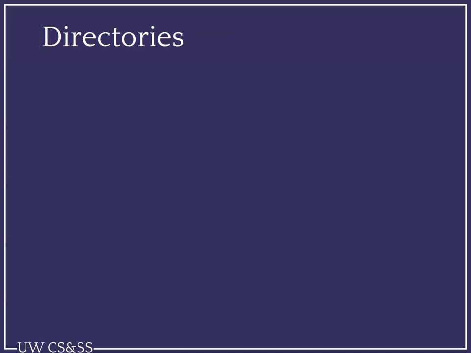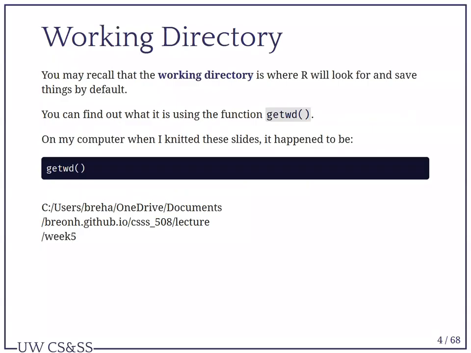So we're going to start with directories. You may recall that the working directory is where R will look for and save things by default. You can find out what it is using the function getwd, standing for get working directory.